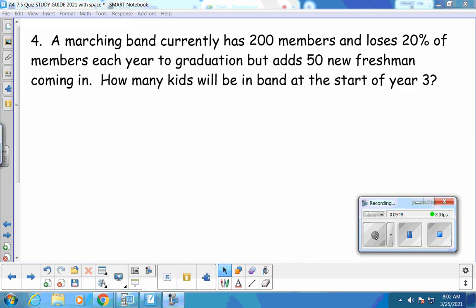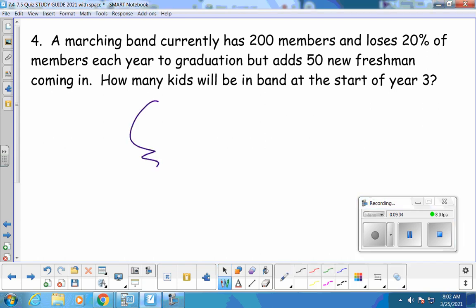Go ahead. Guess what? It's me again, because I'm the only active volunteer in this class. All right. Let's see, marching band currently has 200 members, and 20% of members leave each year to graduation, but 50 new freshmen are coming in. So I am going to ask that you write the recursive sequence. All right, so it is a recursive sequence.